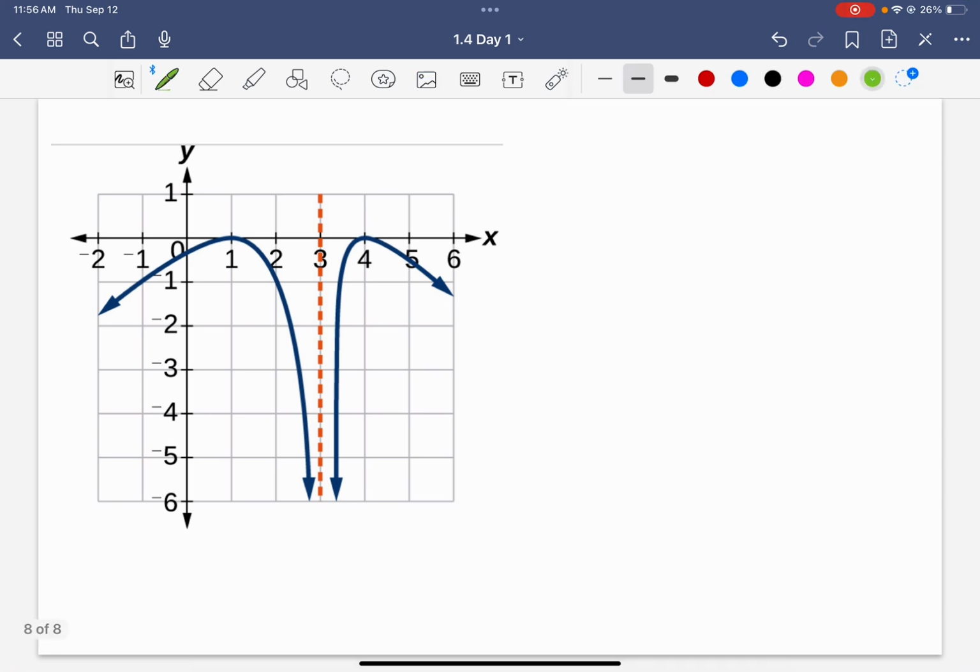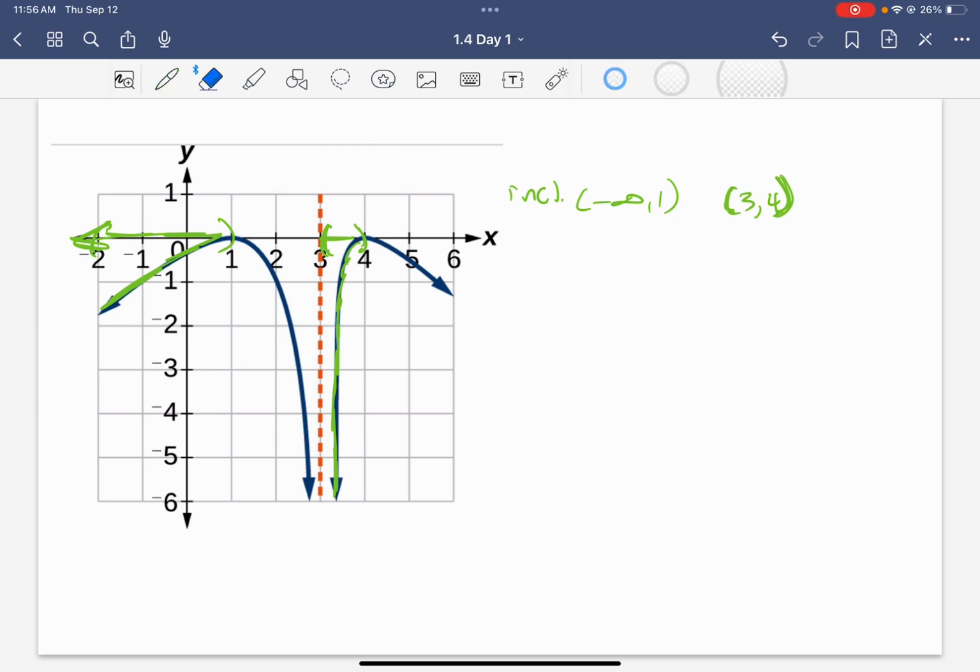It looks like, for what inputs is this increasing? Looks like it's increasing from negative infinity all the way up to 1. So negative infinity to 1. And then it looks like it's increasing here. So I guess it's right after 3 all the way up to 4. So from 3 to 4. Now we really see why we don't include the endpoints, because there's a vertical asymptote here, right? Vertical asymptote.